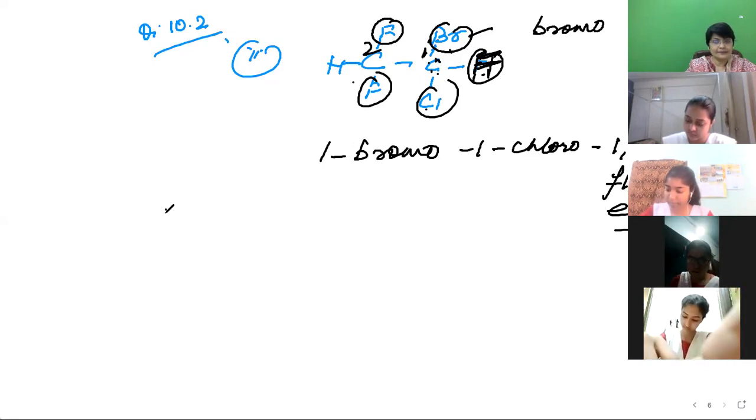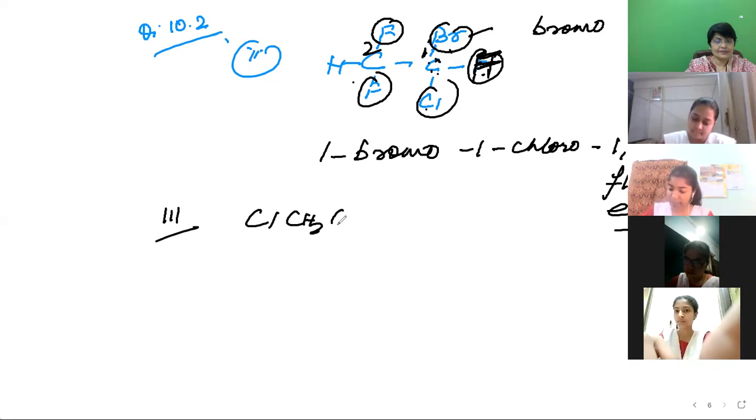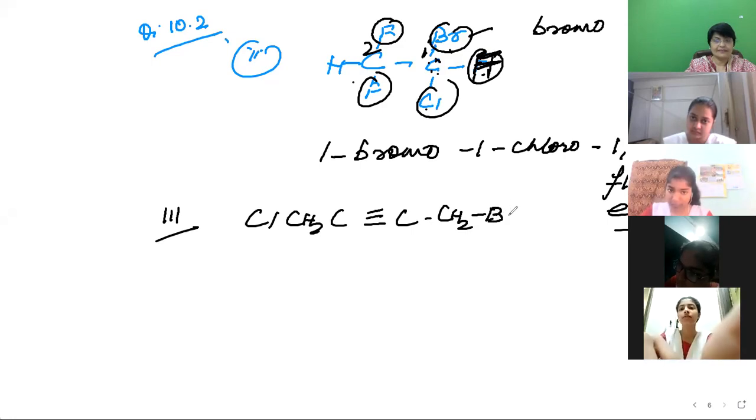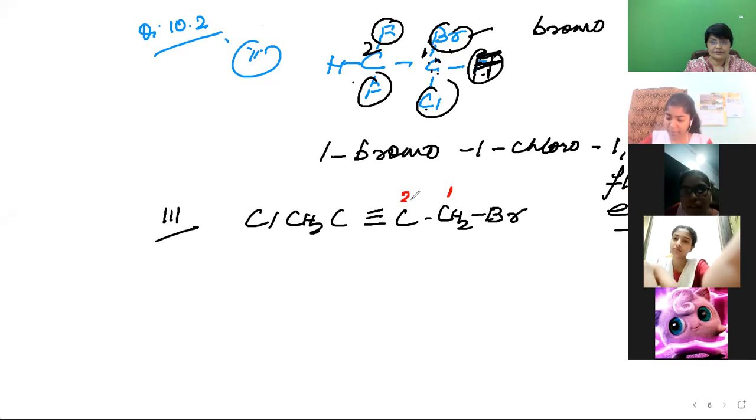Number third. Cl, CH2, C, triple bond, C, CH2, Br. From which side we need to start? This is the start, can you? From the right side. Right side. Right. Right side. Three, four. So one bromo. One bromo, four chloro, but two iron.